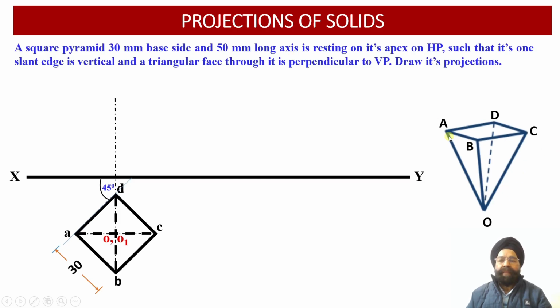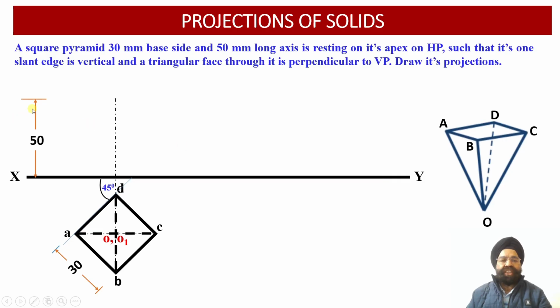Now let us join all the 4 slant edges over here. We can see OA, OB, OC and OD. So all these 4 slant edges will not be visible to the observer from the top. So that is why they have been represented as hidden lines. OA is a hidden line. OB slant edge is also a hidden line. OC slant edge is also a hidden line. And OD slant edge also happens to be a hidden line over here in the top view construction. So now let us draw the front view projection.